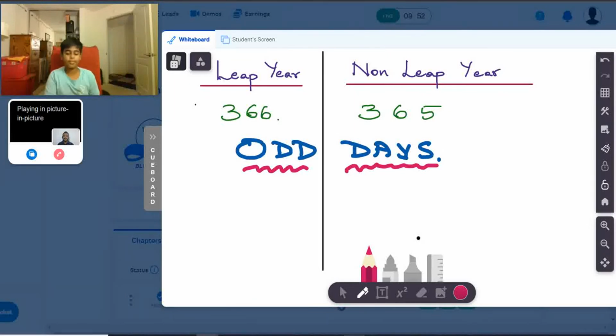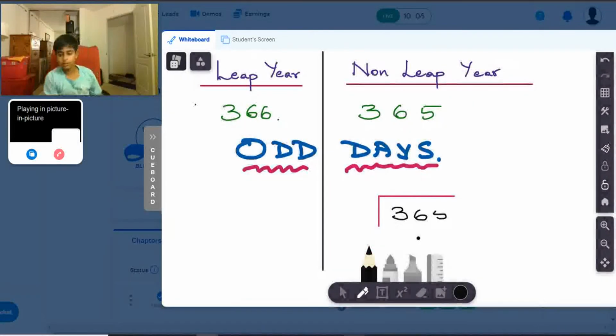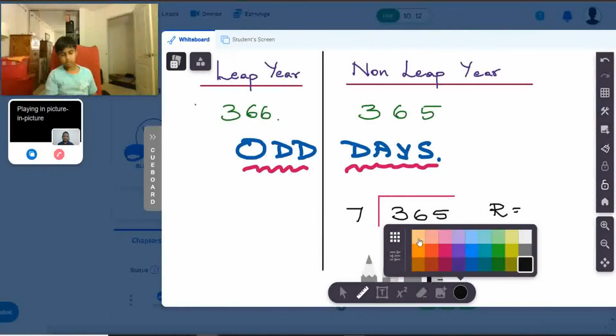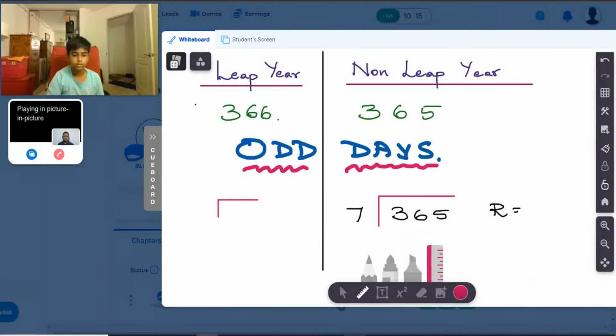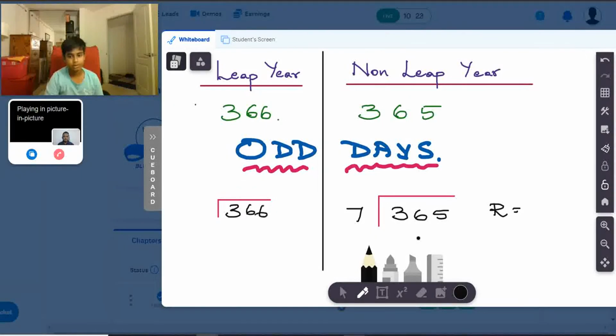So regarding odd days, can you divide 365 by 7? I want only the remainder. The quotient is not important. Can you do it? Do it slowly. It's not like you have to do it immediately and tell me. Just use your pen and paper. That's fine. I just want the remainder.